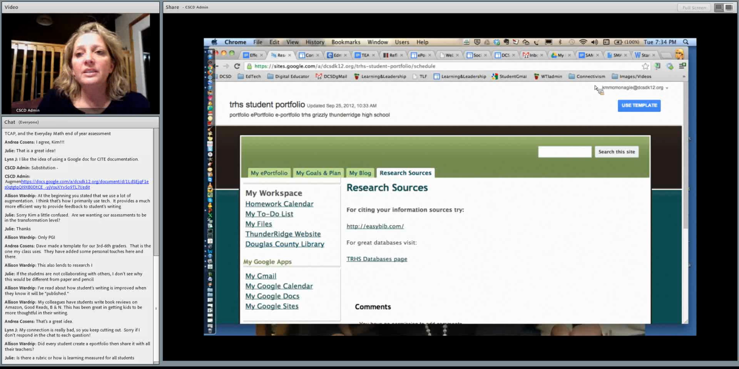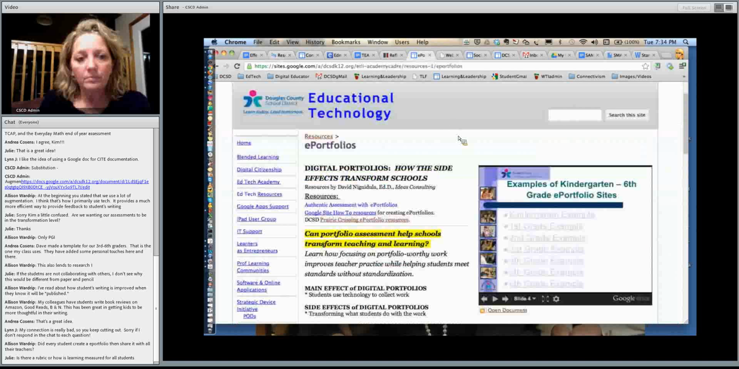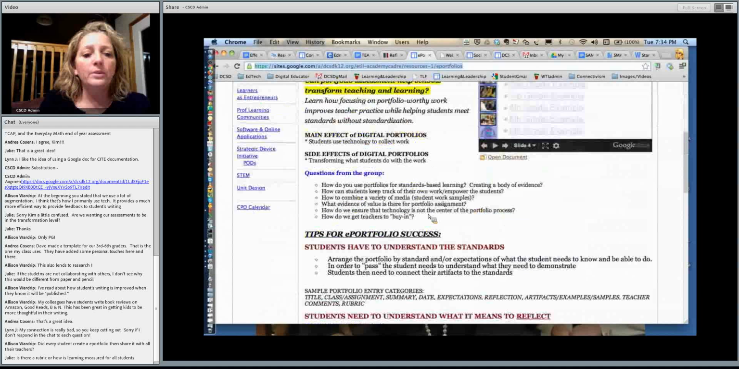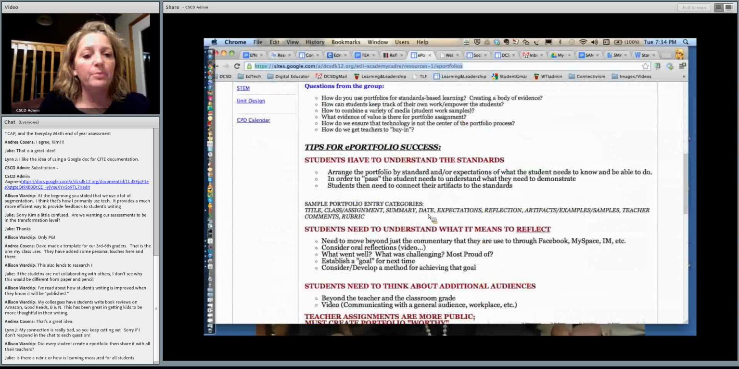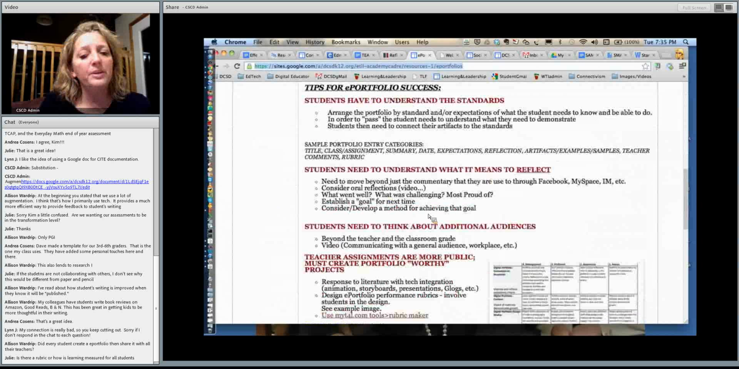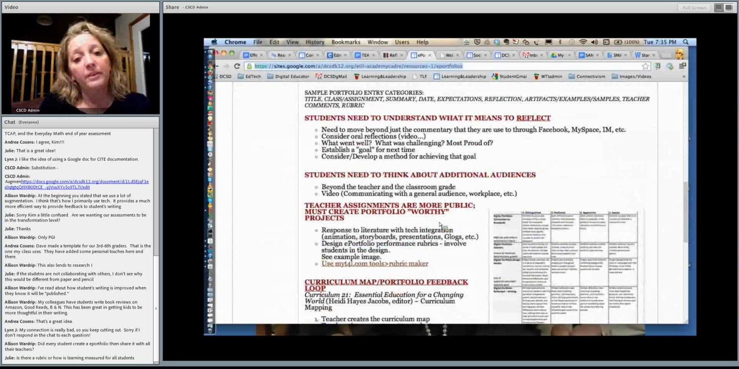So that's an example. And then I want to share with you one that comes from, I have a resource on the EdTech site, and I'm going to make sure you have this in the back channel as well. This one gives some resources about starting e-portfolios and thinking about purpose, thinking about a rubric for creating. What would you put in there in your portfolio that are worthy projects?